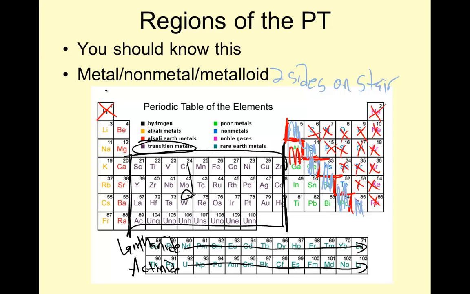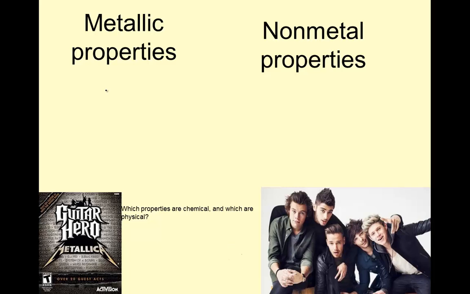And this sounds like weird names you can't possibly remember, but 55, 56, 57 is lanthanum. The lanthanide series follows that. 87, 88, 89 is actinium. That's why the actinide series follows that.